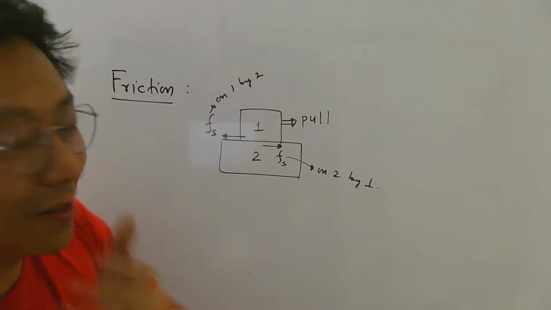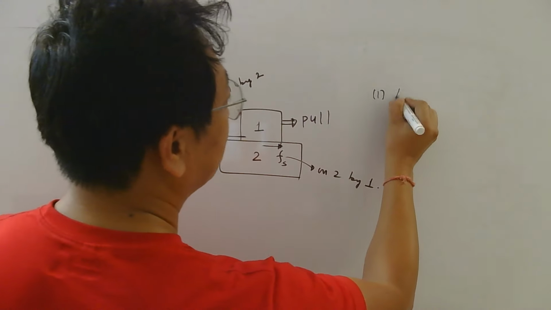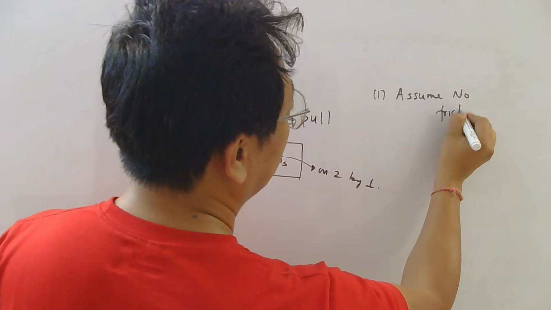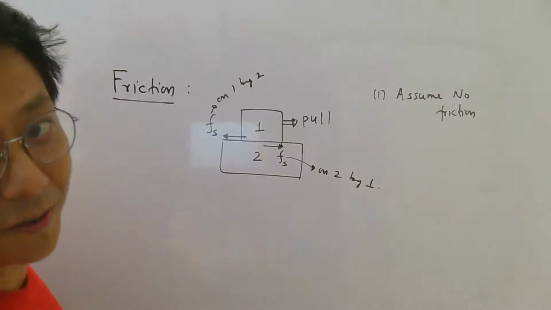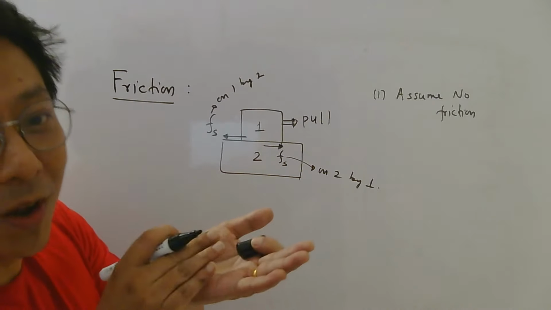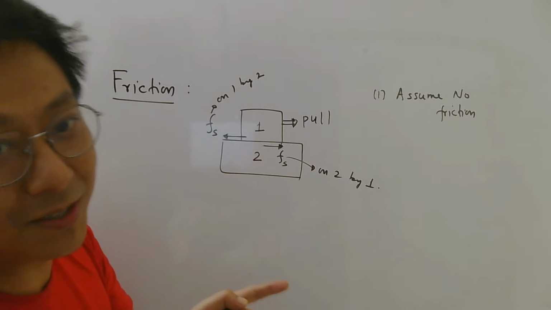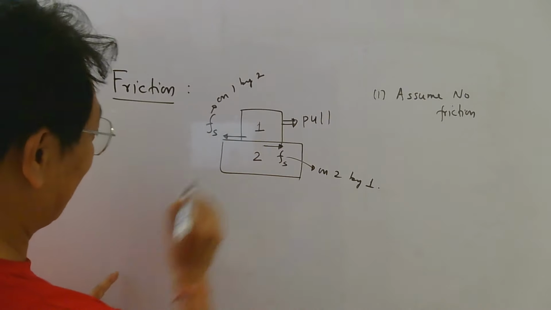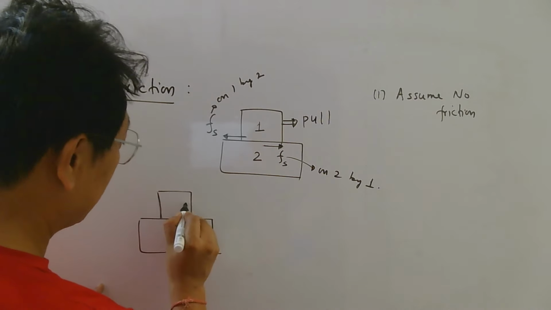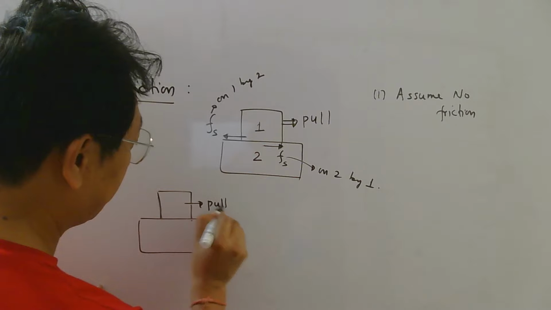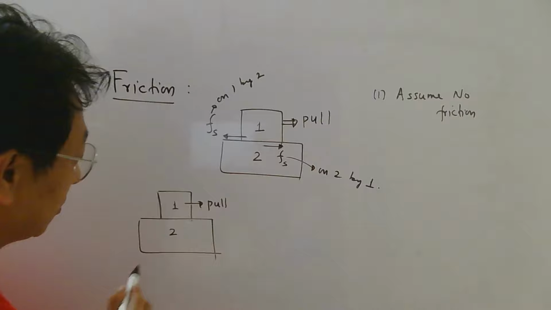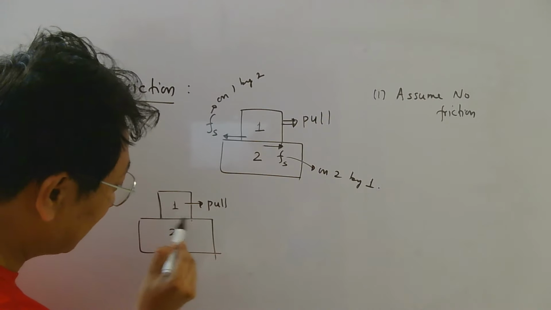One method is to assume there is no friction first. Then check where the body will move relative to the other body, or where one surface will move relative to the other surface. So for example, if I go back to this question again, when I pull this, suppose you want to find direction of friction on 1 by 2. So on the surface of 1 by the surface of 2.